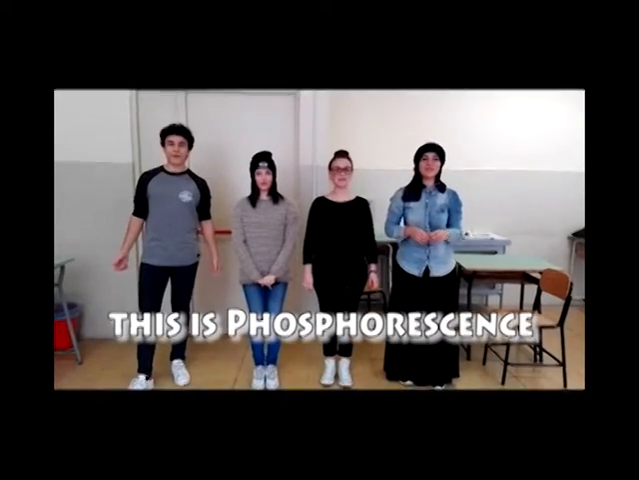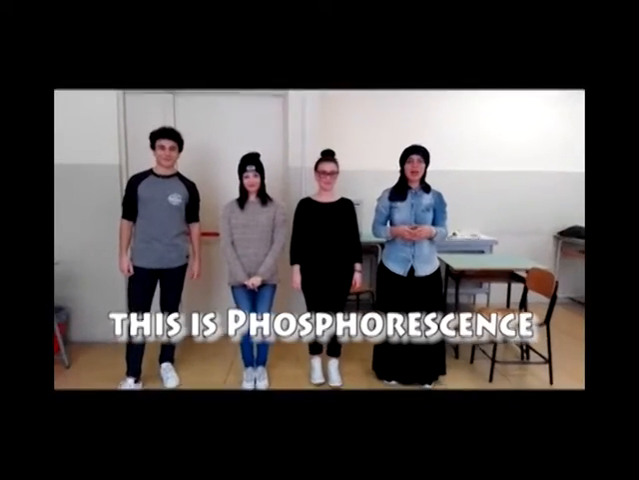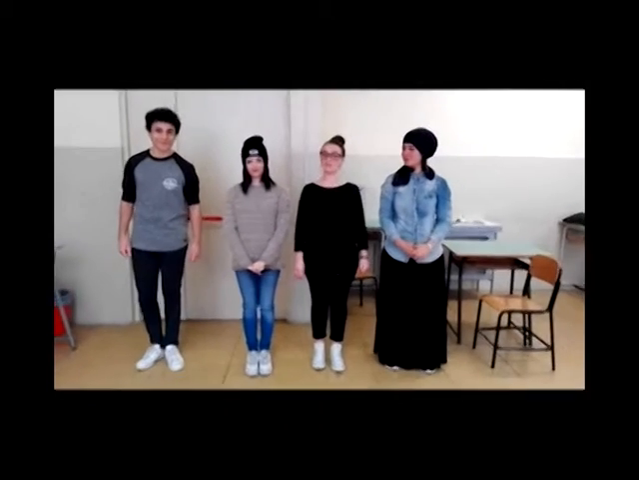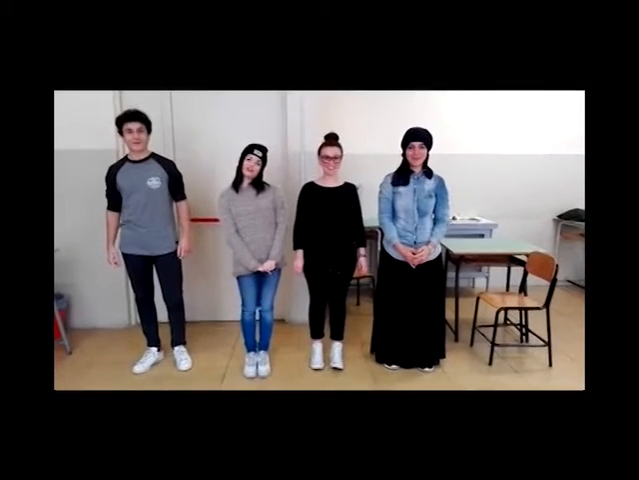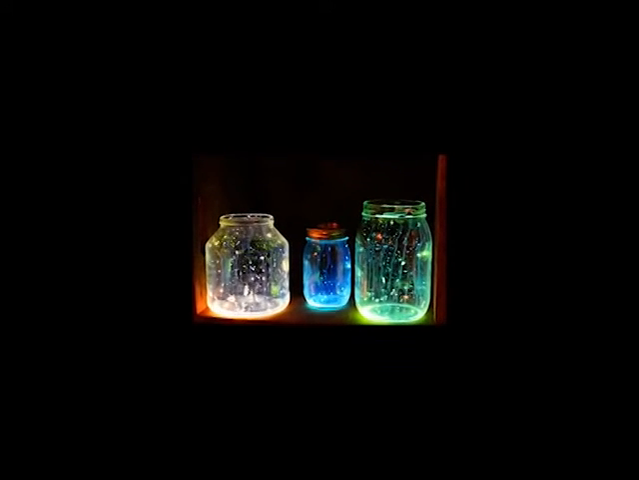This is phosphorescence. I'm a blue photon. I'm an ultraviolet photon. I'm an electron. I am an electron. The difference between phosphorescence and fluorescence is the time of the effect.